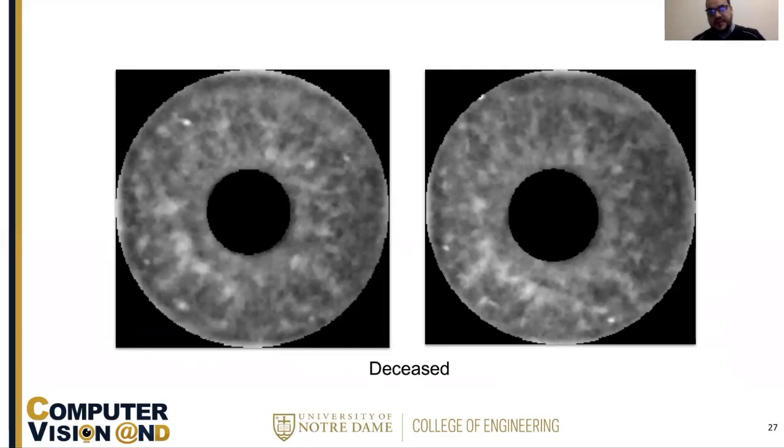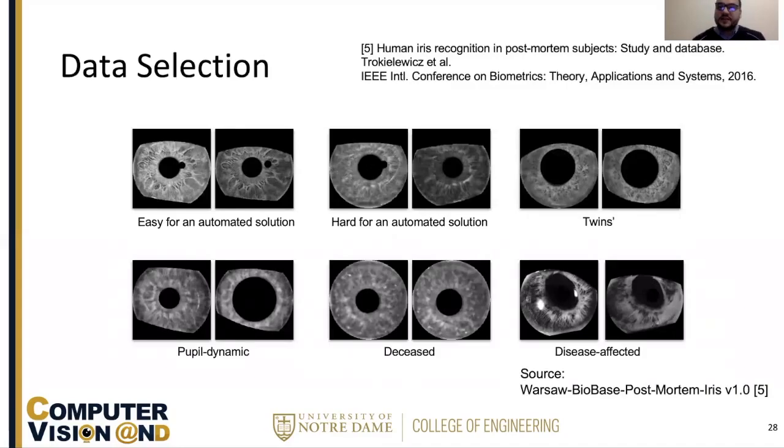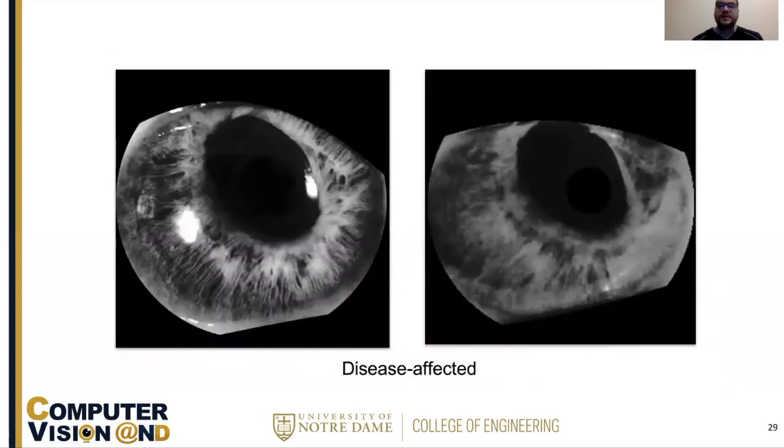Besides the postmortem cases, we also had some irises that were affected by disease. This was another data set that was collected in Warsaw too, by Dr. Czajka. And for these irises, we had some diseases like coloboma and cataracts and some other diseases and traumas that had made the iris have a different format or have some different structures that are not common for regular, healthy irises. And we also kept these in the data set to figure out how people perform and how computer programs perform.